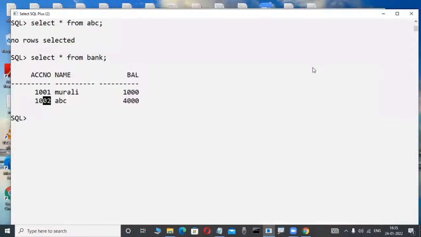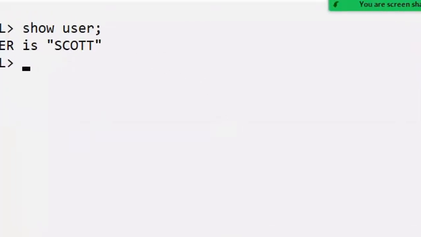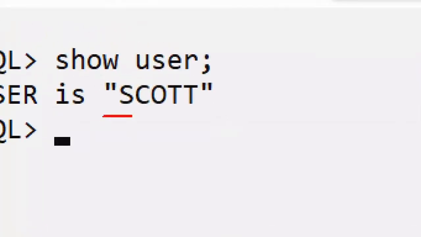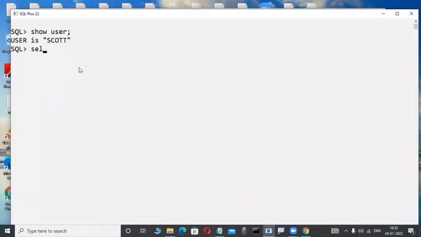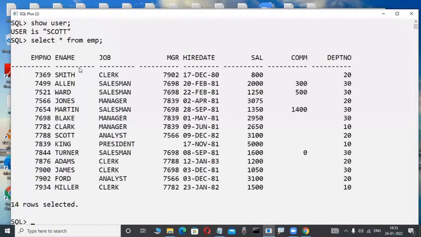For example, a simple example I'm telling. Suppose one employee is there, for example. This employee name is Scott. Oracle Corporation giving this user. Don't worry, these users you will be familiar with in the future. Scott is an employee, for example. This employee has one table, for example, the EMP table. Oracle Corporation giving all these tables, in the future you will be familiar. Don't worry.